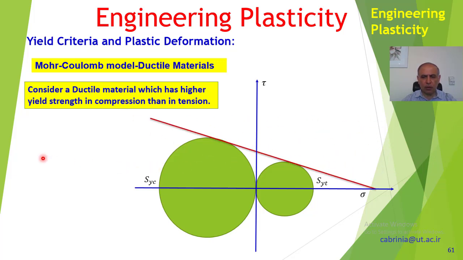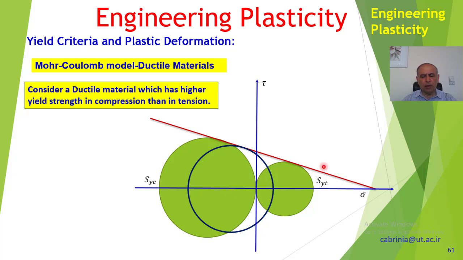Now let us draw a line tangent to both circles. If we draw a line tangent to both circles, it will intercept the sigma axis at a point like this. So we get an envelope like that. Obviously, this is symmetrical. We can also draw a line like that over there. But for the time being, I just want to deal with this part of the figure. Okay, so that is the envelope containing these circles.